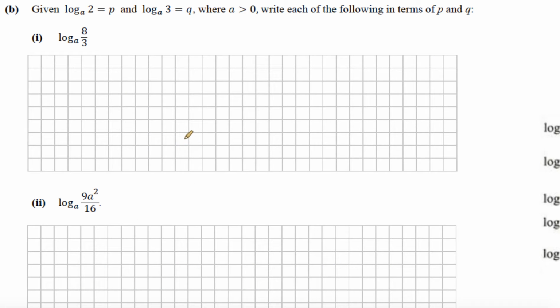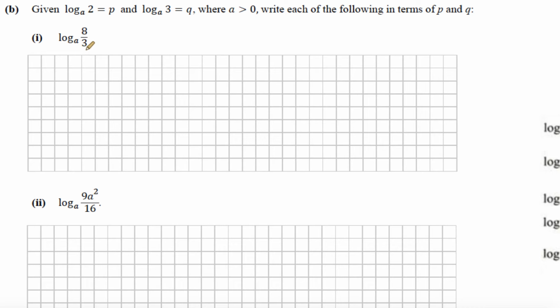Okay, moving on, part B. Given that the log of 2 to the base a is equal to p and the log of 3 to the base a is equal to q, where a is positive, write each of the following in terms of p and q. Okay, so when we're going to manipulate these things here now, we're going to hope that we can get log of 2 to the base a involved and log of 3 to the base a involved.